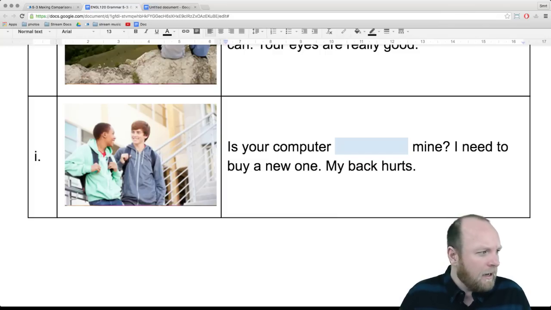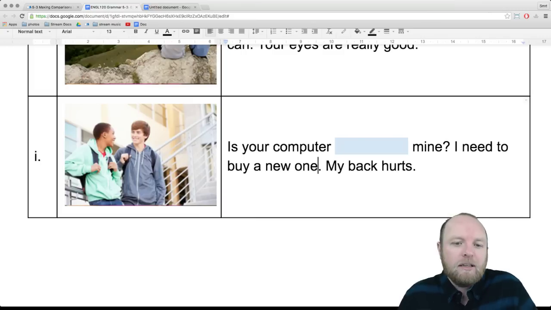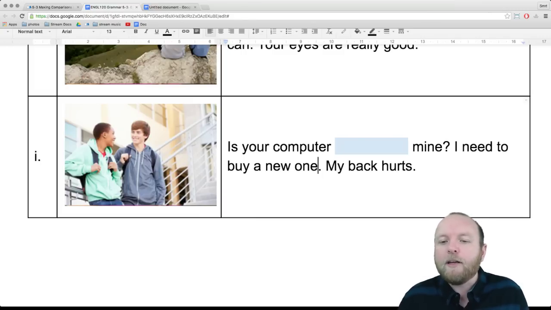So let's see. Is your computer? Oh, Marianne, good job. Thank you. One person got my answer. Is your computer as heavy? What's the verb? Is. So we need a linking verb. It's a linking verb, so we need an adjective. Heavily? No, heavy. Is your computer as heavy as mine?